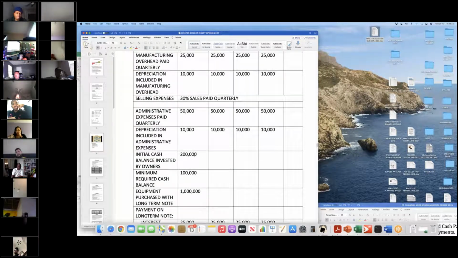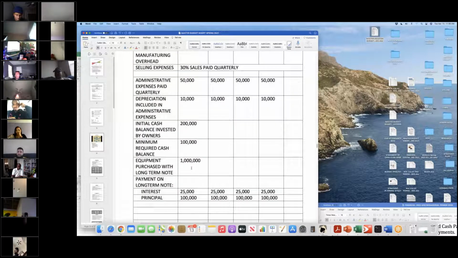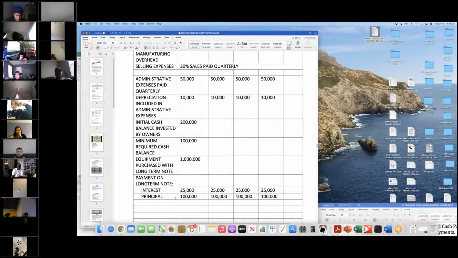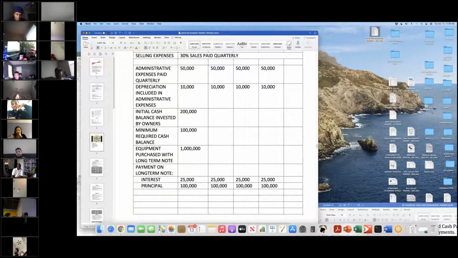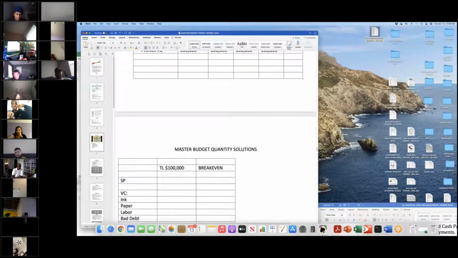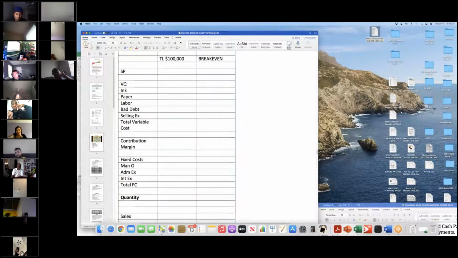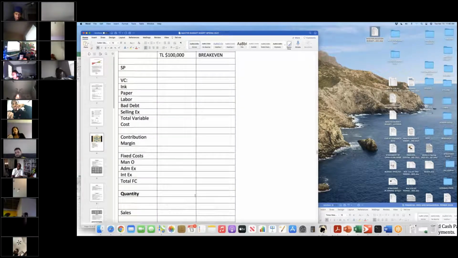Our initial investment is $200,000. Our minimum cash required is $1 million. We bought $1 million in equipment, and we pay back $25,000 in interest and $100,000 in principal each quarter. So those are our assumptions, and it's just a matter of you picking out your part of the assumption.